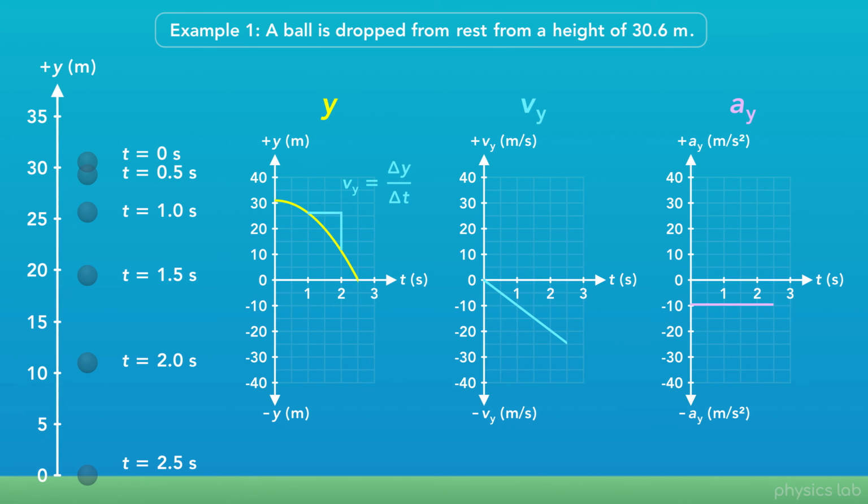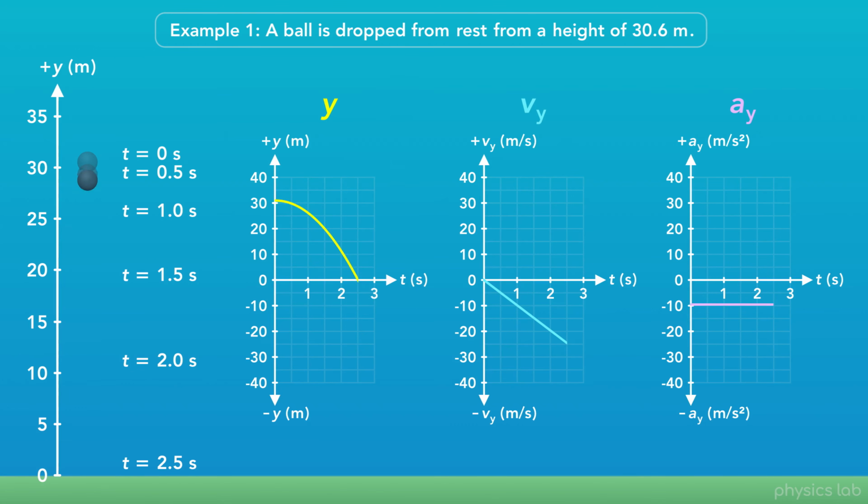The slope of the position graph is the velocity, the change in position over the change in time. The slope of the curve, or the slope of the line tangent to the curve, is the velocity at that time. At t equals 0 seconds, the slope of the position graph is 0, and the initial velocity is 0 meters per second. The slope at 2 seconds is negative 19.6, which is the velocity at 2 seconds. The velocity changes over time, so the slope of the position graph changes over time, which is why it's a curve.